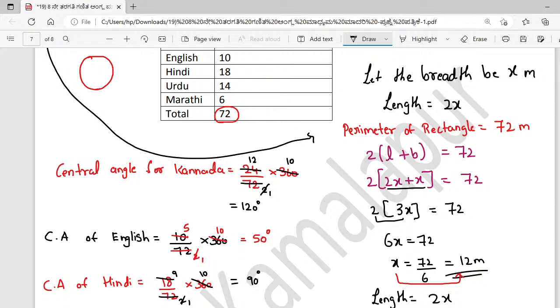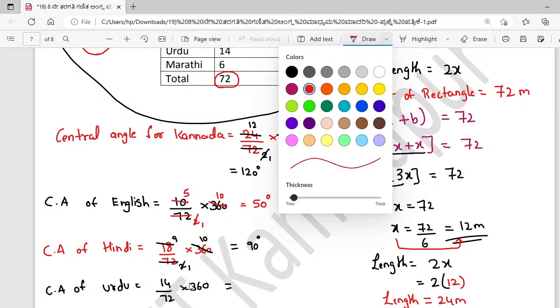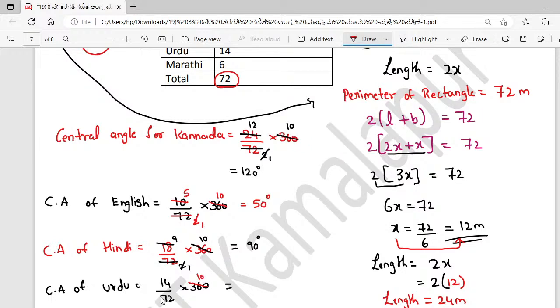Okay, now the last two languages are remaining. Which are those two? One is Urdu, the other one is the Marathi. Okay, let us go with the central angle of Urdu. How many students? 14. Total number of students how many? 72 into 360. The same calculation we're going to involve in this as well. 36 tens, 36 twos, 2 ones, 2 sevens. So 7 tens, 70 degrees.